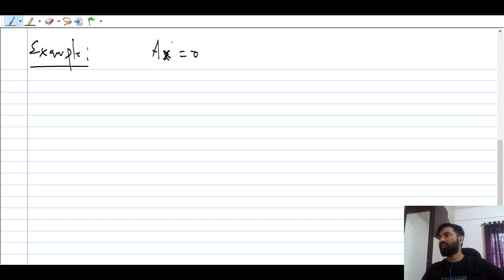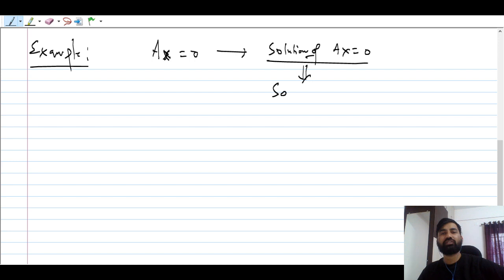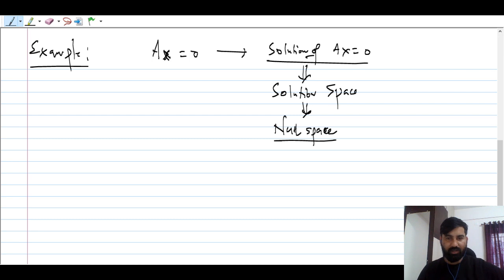And the second example, last time I was telling you, suppose you have got any system of linear equations of the form Ax equal to 0, right? The solution of the system of linear equations Ax equal to 0 is also known as, what we call it, the solution space. We call it solution space, or sometimes we call it null space as well. Null space, remember. So Ax equal to 0 is called the solution space or null space, okay? And this is also known as a homogeneous system of linear equations because the right hand side is 0 here, right?